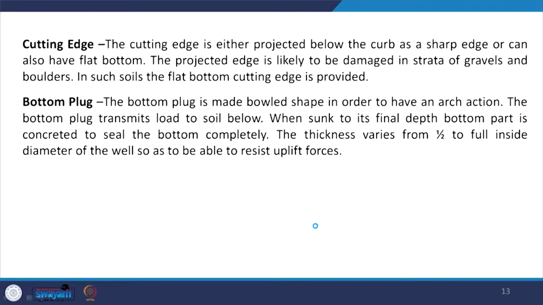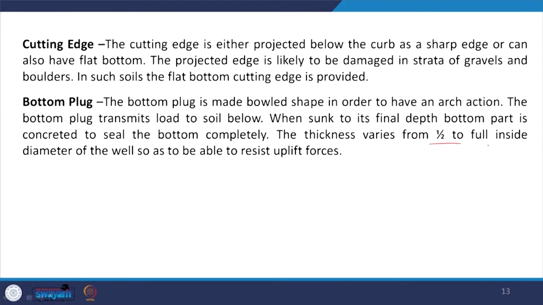So, wherever the curb is ending, your cutting edge starts. Then you have the bottom plug. Top plug and bottom plugs are normally made of concrete and made bowl shaped in order to have arch action. The bottom plug transmits load to the soil below. When sunk to its final depth, the bottom part is concreted to seal the bottom completely. The thickness varies from half to full inside diameter of the well, so as to be able to resist uplift forces.